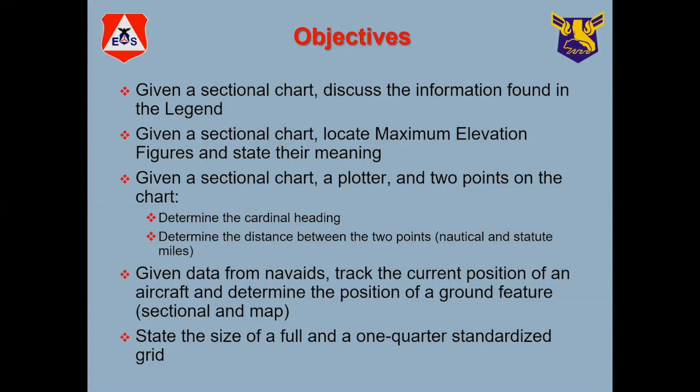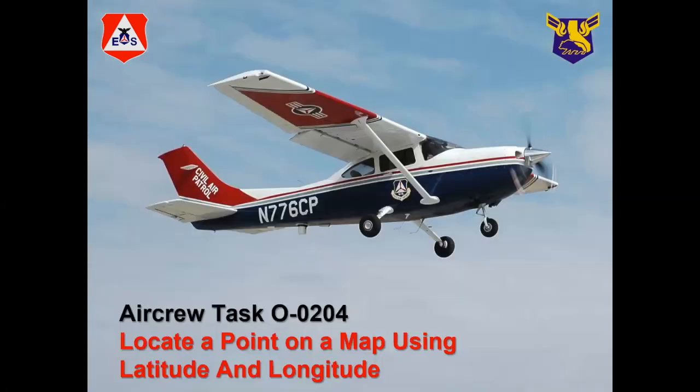So we're going to actually do a plotting of a course from Kahului to Hana, which is pretty simple. Given data from nav aids, we need to track the current position of an aircraft and determine the position of a ground feature. And state the size of a full and a 1/4 standardized grid. So our first task, locate a point on the map using latitude and longitude.